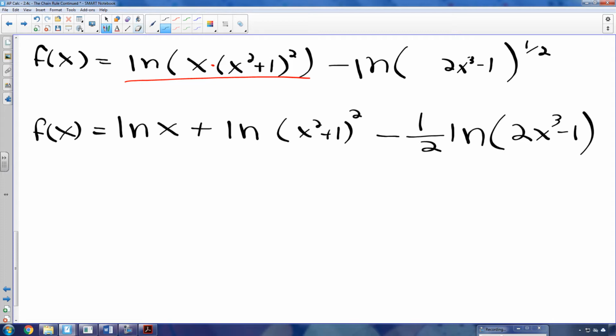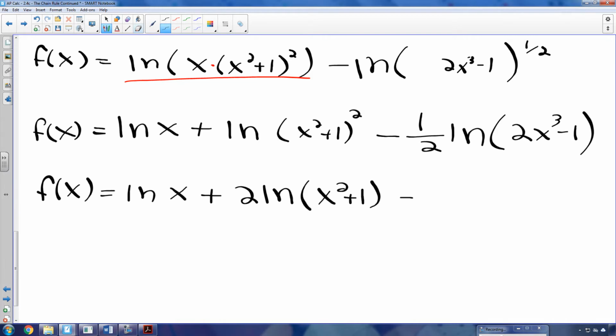But actually our first one we could honestly pretty much derive. So I'm going to leave that the way it is. I still have not derived anything, by the way. I have not used the power rule. Now I'm bringing down this power, 2 ln of x squared plus 1 minus 1/2 ln of 2x cubed minus 1. Okay, I know, it looks bad.